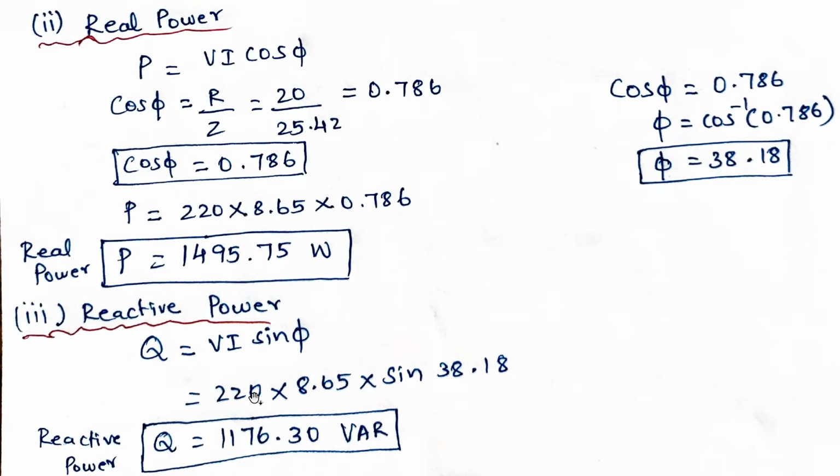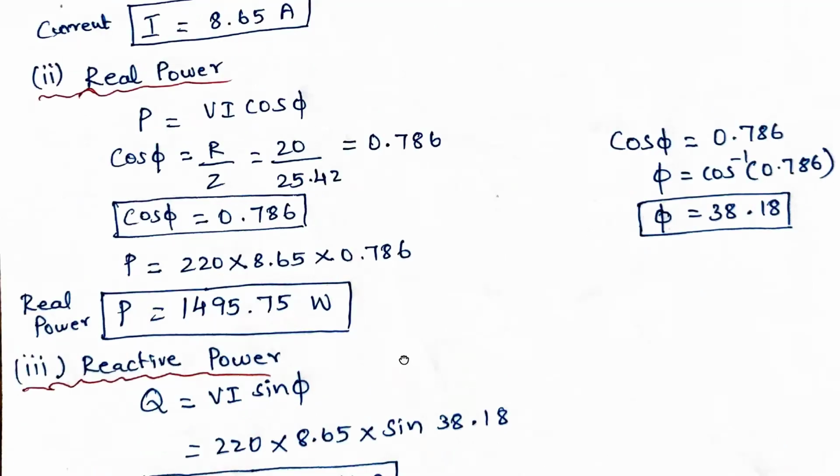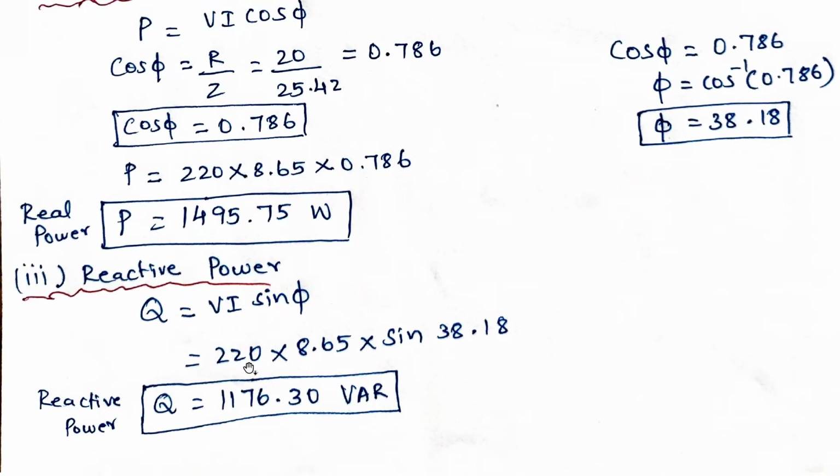So V is 220, I is 8.65 amperes. Next is sin 38.18, because here phi is 38.18, no? So if you further calculate, this reactive power we got as 1176.30 VAR. The unit of reactive power is volt ampere reactive. So VAR. That is the unit for reactive power.